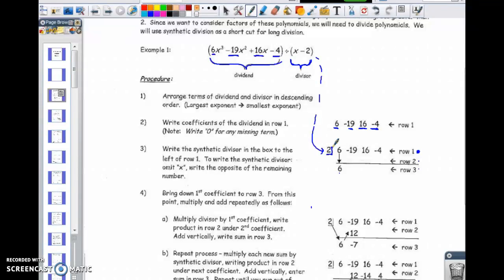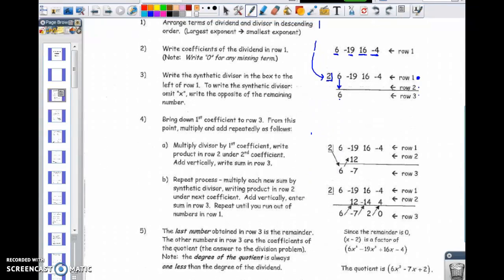For step 4, we're going to bring down the first coefficient to row 3. So my 6 is going to go right here. Okay, and at this point, we are now set up to do synthetic division. We are going to multiply and add repeatedly. So let's look at our first step. We're going to take my 2 times my 6 and get 12. Then add negative 19 plus 12 to get negative 7.